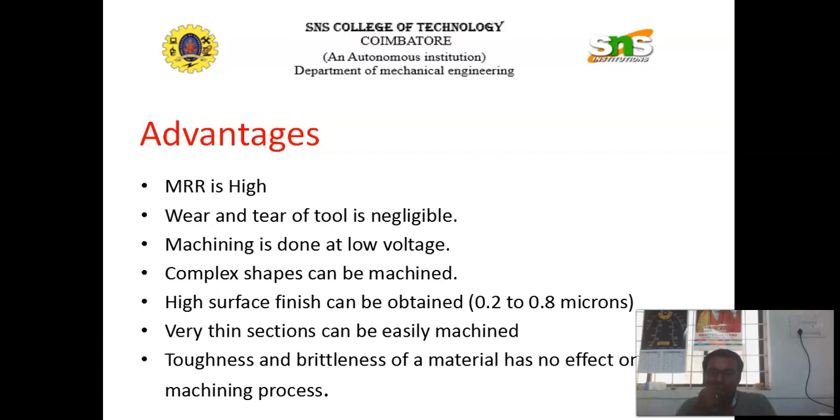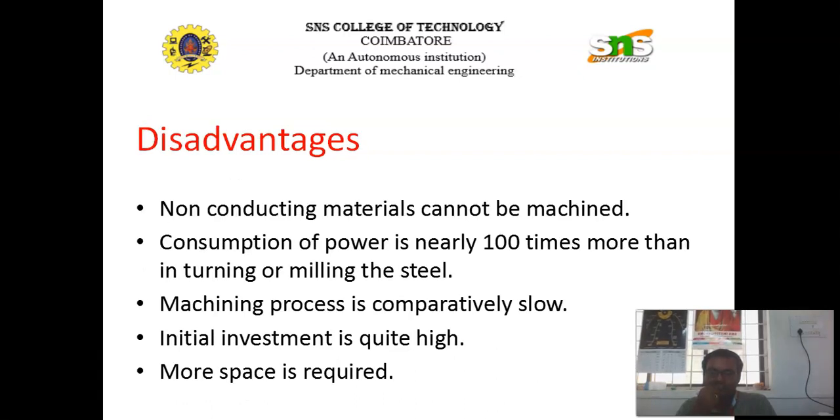Advantages of ECM are: material removal rate is high, wear and tear of the tool is negligible, and machining is done at a low voltage. Complex shapes can be machined. High surface finish of 0.2 to 0.8 microns can be obtained. Very thin sections can be easily machined. Toughness and brittleness of the material have no effect on the machining process.